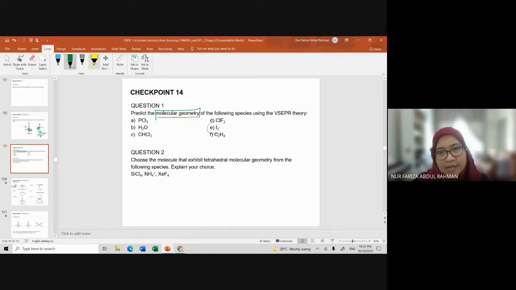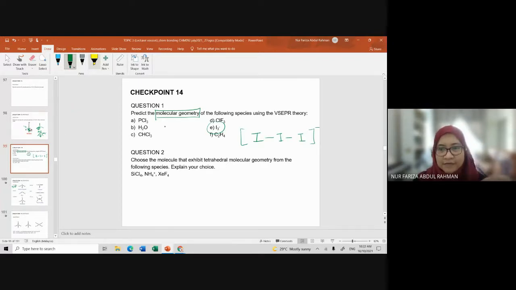So maybe we can try I3 minus. Let's start from the beginning. For I3 minus, let's place the iodine first. As you can see, the central atom is also iodine. So this is how I3 minus looks like. Because it is an ion, please place the bracket and also the charge on your skeletal structure.